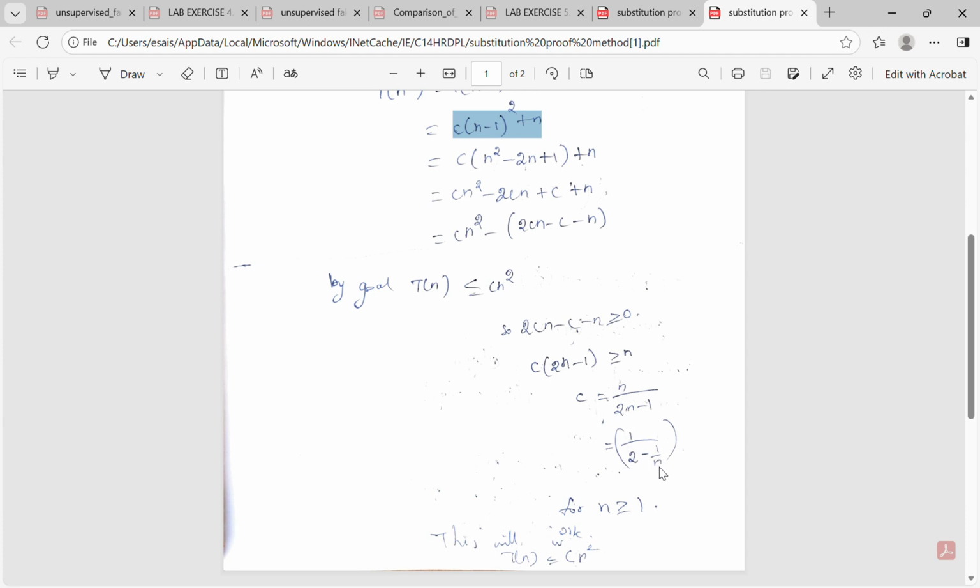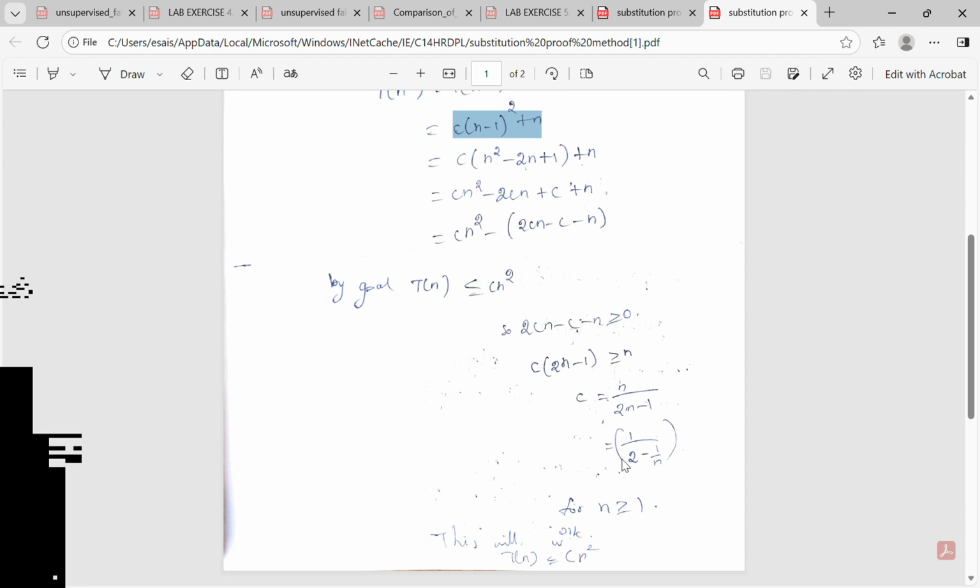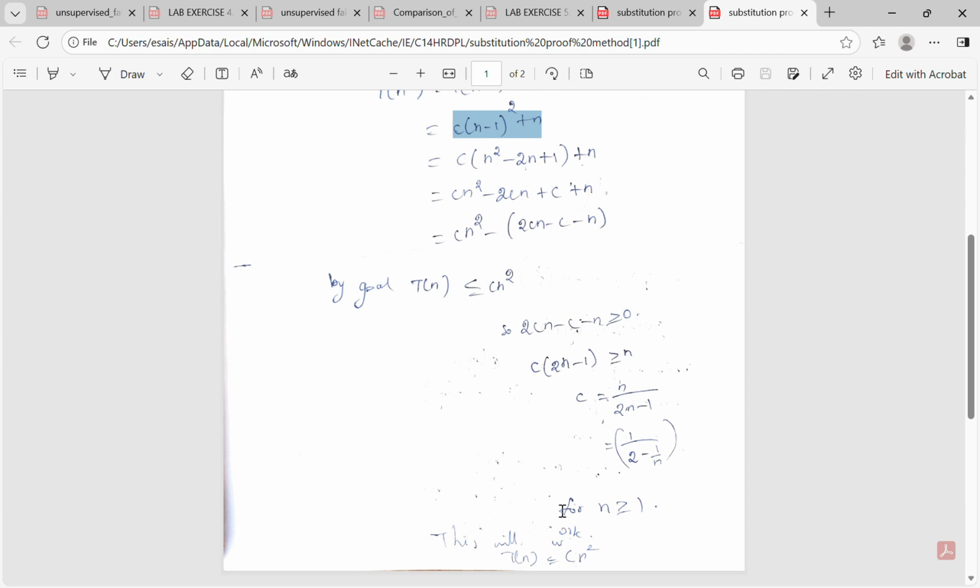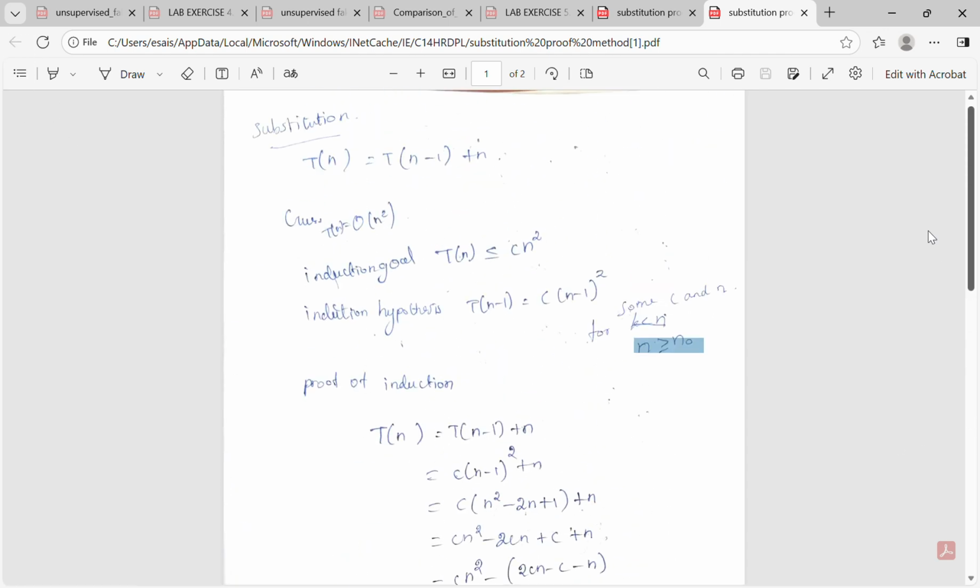If we divide by n in the numerator and denominator, it will be 1 by (2 minus 1 by n). So if n is greater than or equal to 1, for example if n is 1, then 1 by (2 minus 1) is 1. So c will be 1, which is a positive number. So for n greater than or equal to 1, we are proving that T(n) is less than or equal to c n square. So this is one sum.